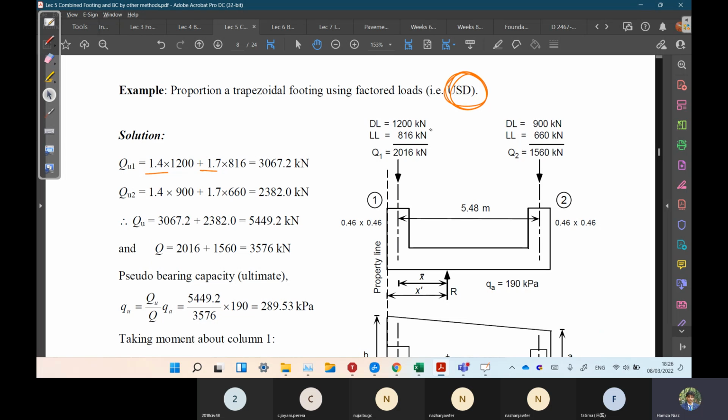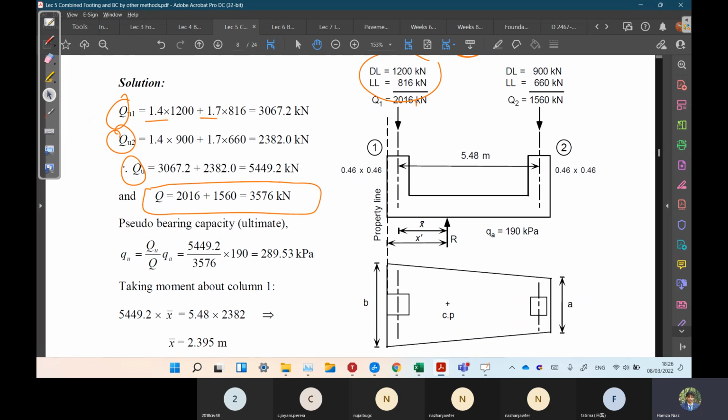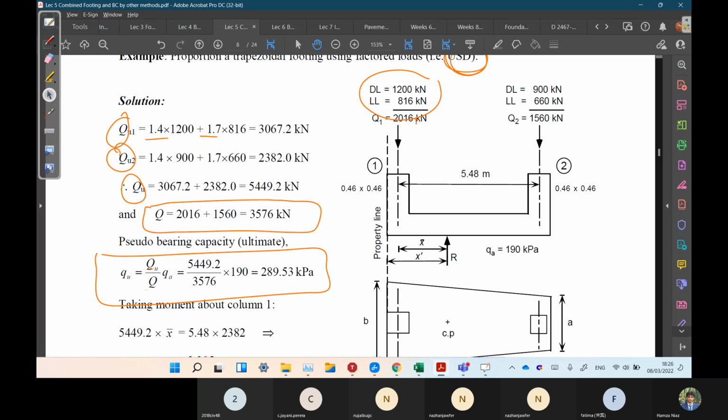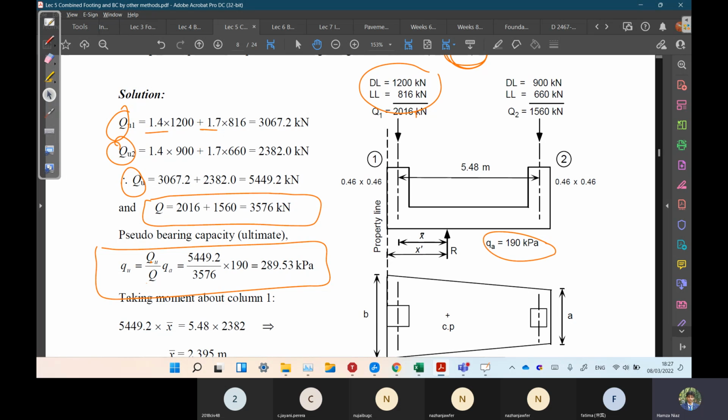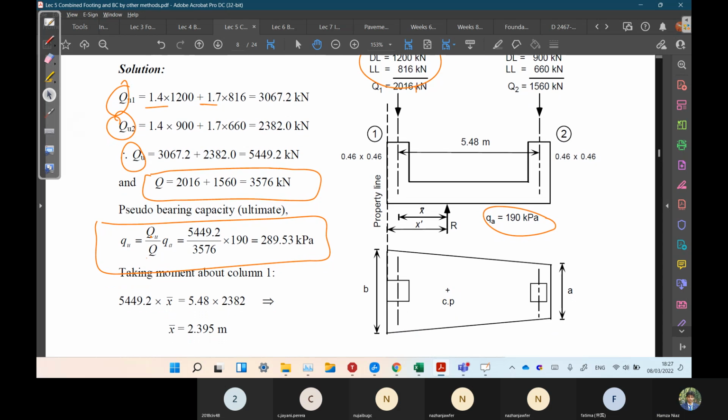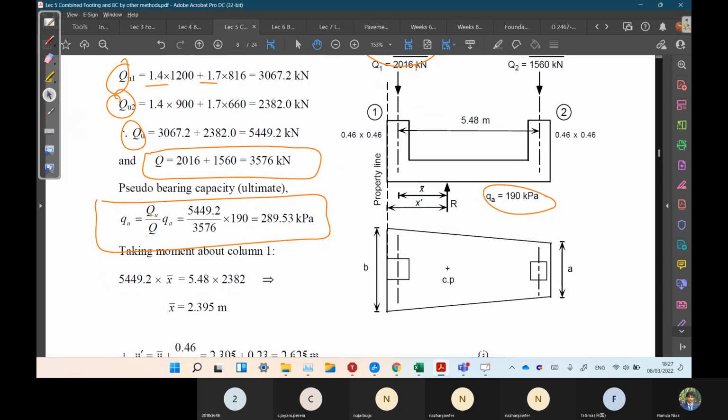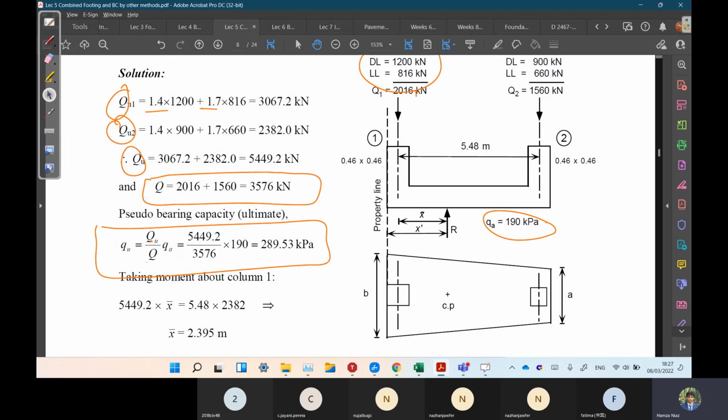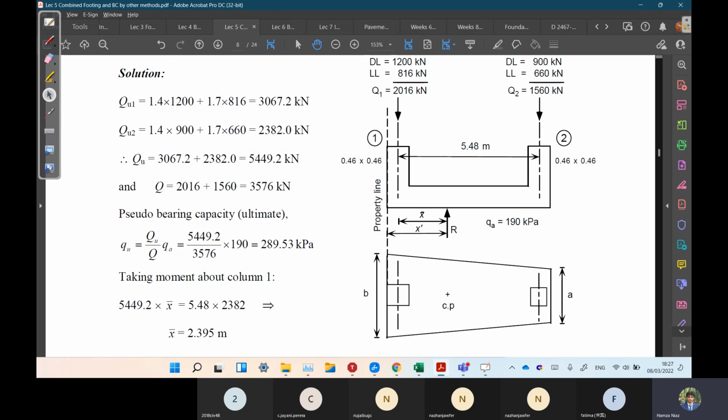So simply we have to calculate the factored loads first, QU1, QU2, add them to get QU, calculate the service loads and add them, that is Q, then calculate the ultimate bearing capacity, that is QU over Q times Q allowable. Q allowable given was 190. Simply take the ratio of QU and Q and multiply with 190. So that's how we can find QU. After QU, we again do the same thing as in combined footing.